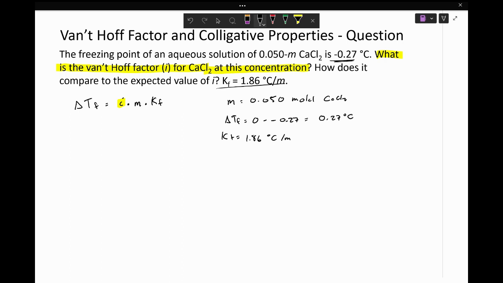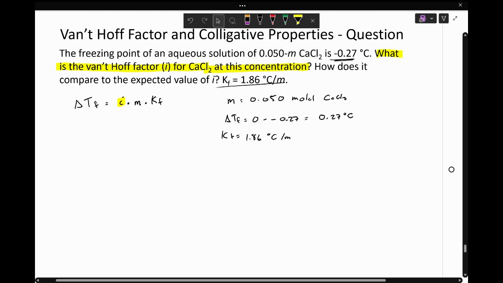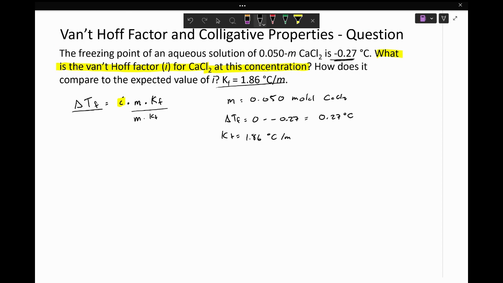And if we want to, we can actually solve this symbolically first before plugging in any values. If we're isolating for i, we just divide both sides by molality times Kf, and we'd see that i is just equal to the freezing point depression, or the change in freezing point, divided by molality times Kf. And if we write that out, we get 0.27 divided by 0.050 multiplied by 1.86, and we'd see that this i value is 2.9.